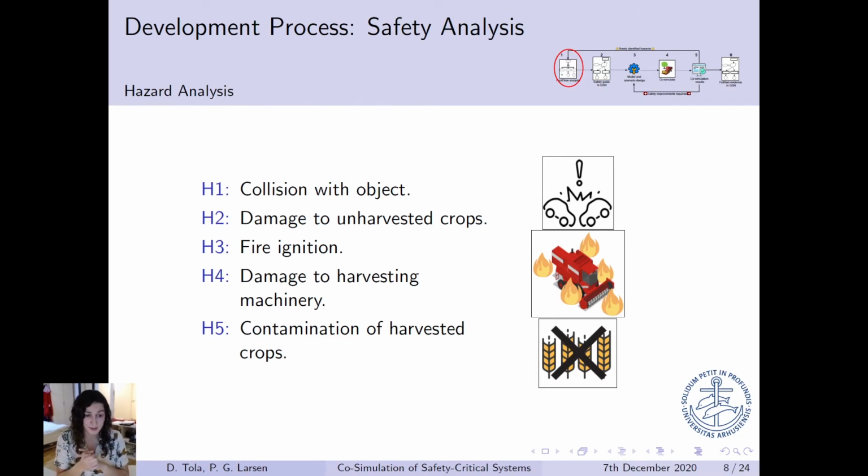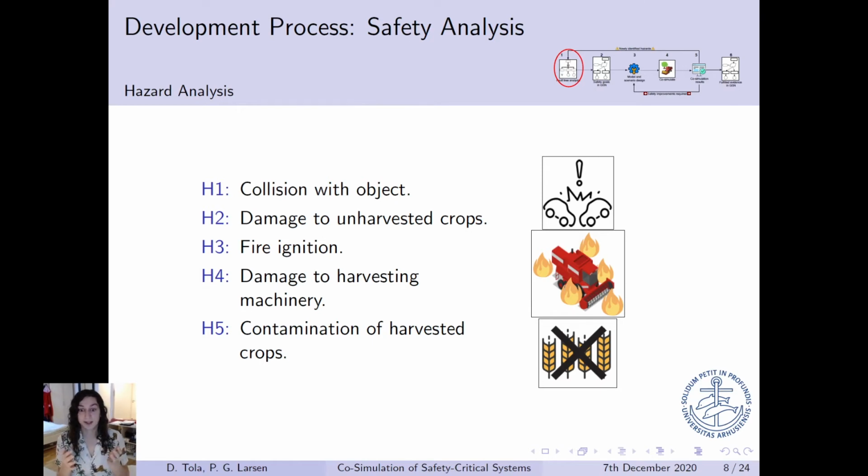Fire ignition. Apparently in some countries the risk of the combine harvester catching fire is quite high, for example in Australia or New Zealand. Damage to harvesting machinery, and that could be fire, but that could also be if there are large stones on the crop field that can damage the knives on the cutter bar, or if they get into the system they may damage other parts of the system.